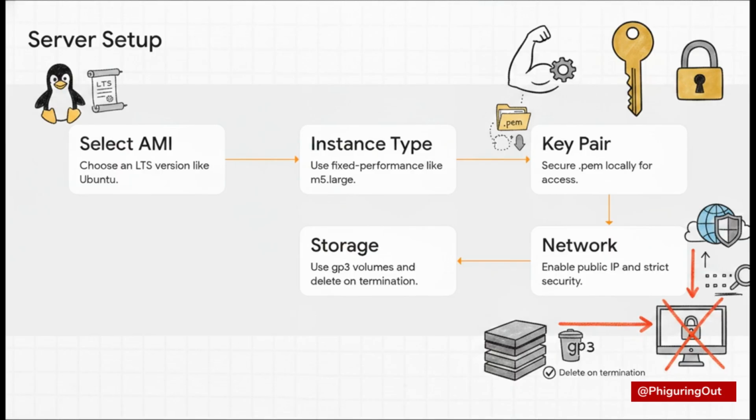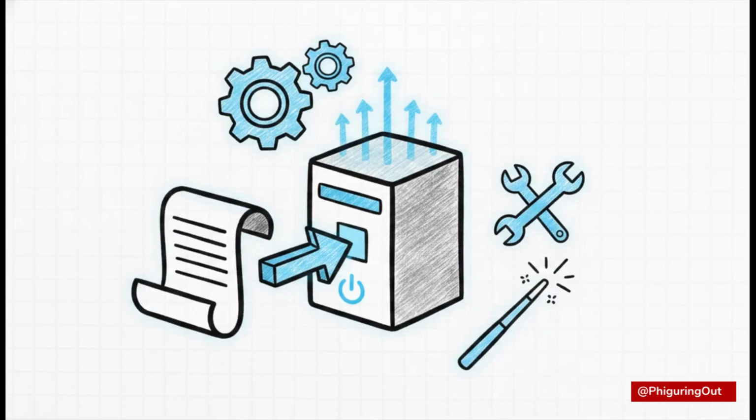Seriously, if you lose this file, you lose access to your server. Fourth, lock down your network security group strictly to your own IP address. And finally, upgrade to the newer, cheaper, and faster GP3 storage. And always, always check that delete on termination box so you don't leave orphaned hard drives lying around costing you money. And here's a really cool pro tip.